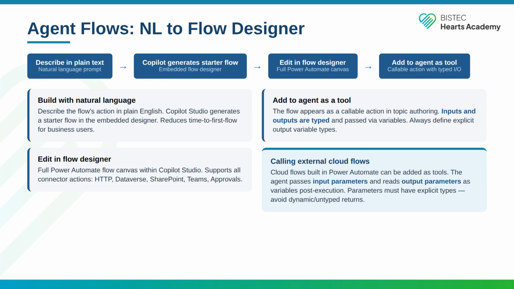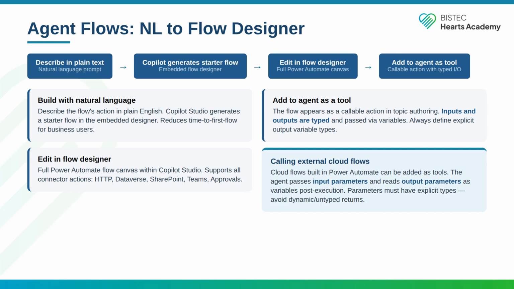Once the flow is complete, you add it to the agent as a tool. The flow appears as a callable action in topic authoring. When a topic node calls the flow, input parameters are passed as typed variables, and the flow's output parameters are returned as typed variables that the topic can read in subsequent nodes.